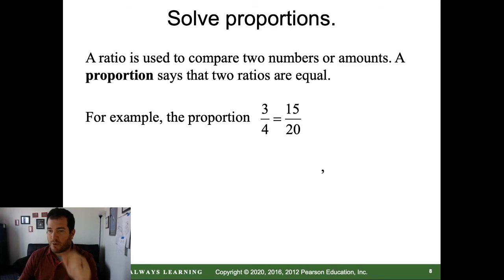So basically, a proportion is when you set two ratios equal to each other. So for example, 3/4 is equal to 15/20. Is that a proportion? Sure is, and I'll show you how to determine if it is or not.